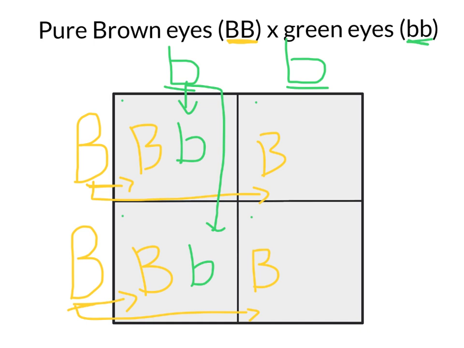Now we'll move on to the second trait for green eyes. This B will come down and match with this dominant B, and then this B will come down and match with this dominant B. Now we've successfully completed our Punnett square.